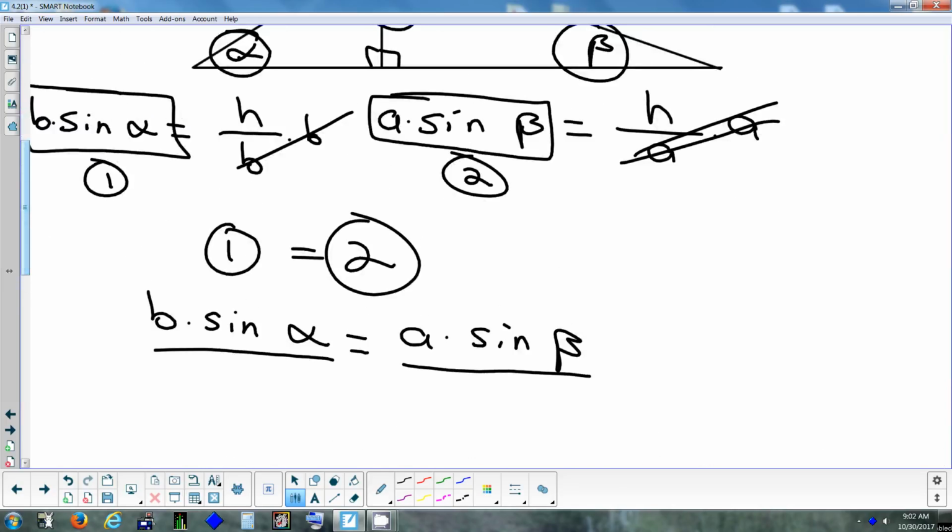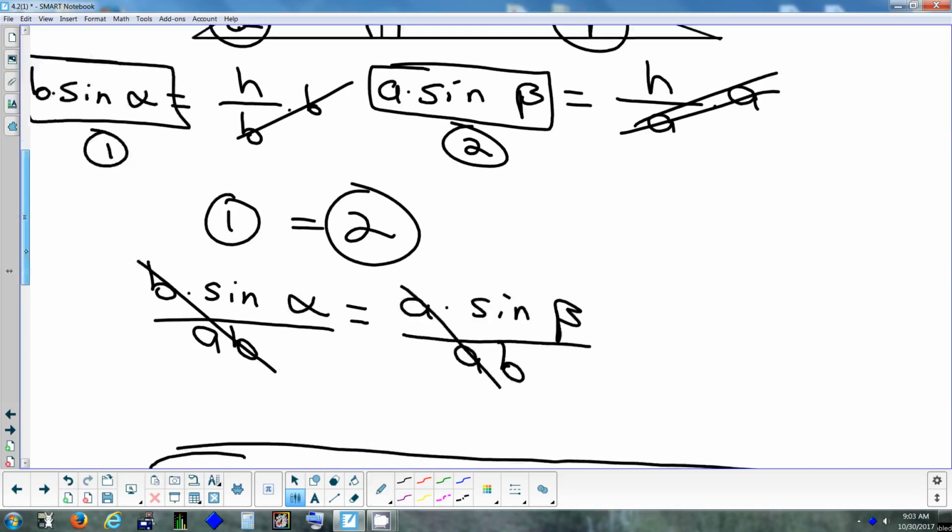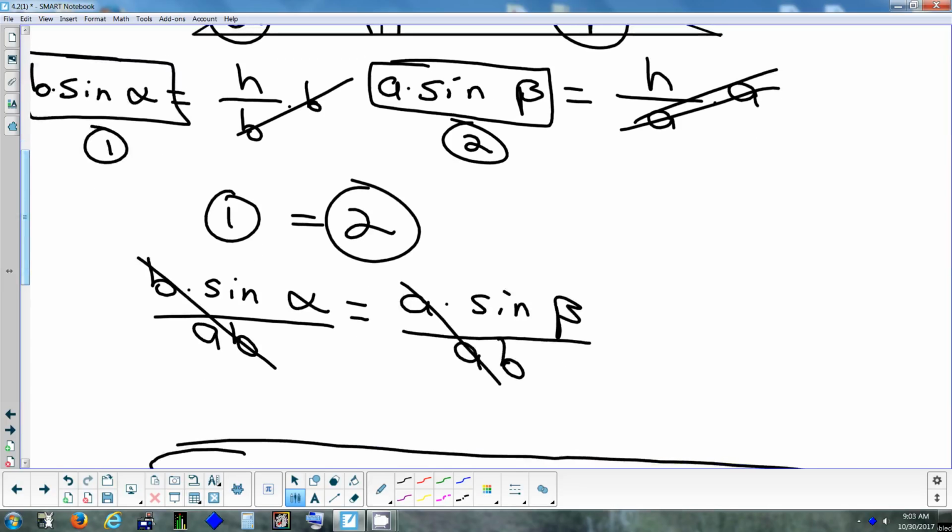Can anyone else help him out? How do you move A to the other side? Yeah. Right, divide by A. Anytime you want to move something that's multiplied, you use the opposite operation. Just divide by it. And now how would we move B so that it's over with beta? Well, Pat? Divide by B. Yeah, divide by B. So what that's going to do is cancel the B's, cancel the A's, and now you pretty much have the first 2 parts of the law of sine.